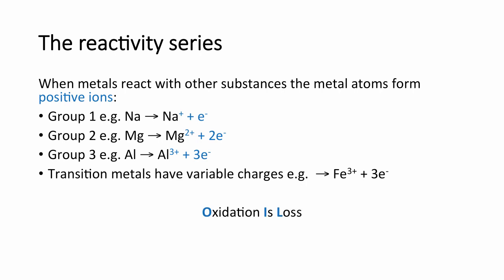Metals lose their outermost electrons to form positive ions. Therefore, all metals can undergo oxidation, as oxidation is loss of electrons.